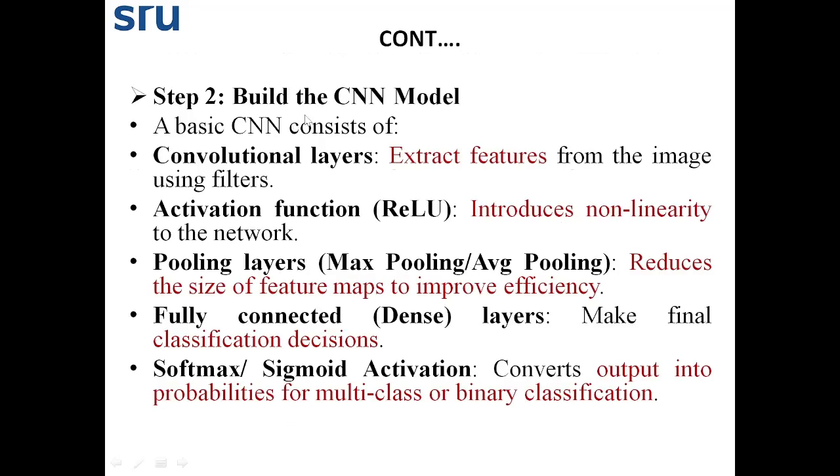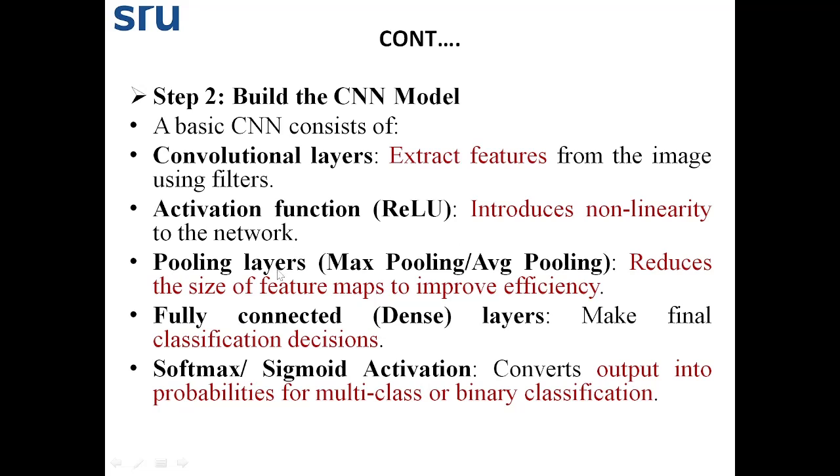After this, build a CNN model. Basically, this CNN model has a convolutional layer. It extracts features from the image by utilizing filters. Then here we have the activation function ReLU. It introduces non-linearity to the network.